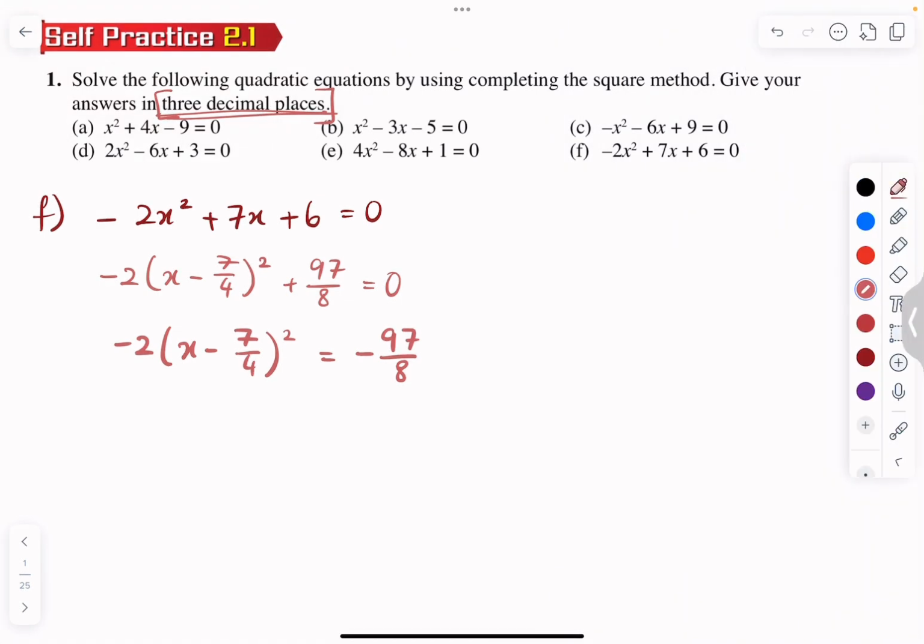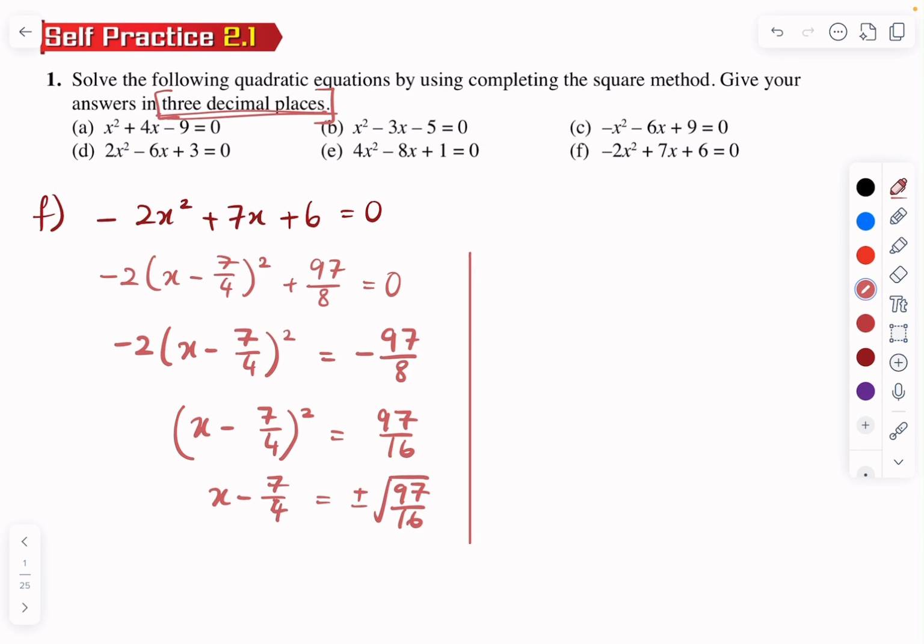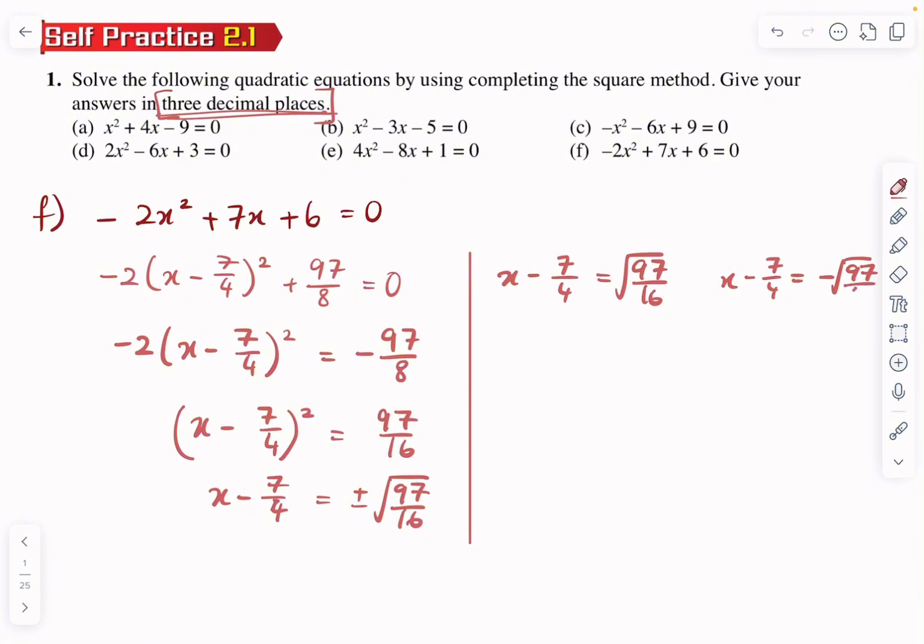So x minus 7 over 4 square is 97 over 16. So x minus 7 over 4 is plus minus the square root of 97 over 16. Okay, then x minus 7 over 4 is either square root of 97 over 16 or x minus 7 over 4 is negative square root 97 over 16, making x the subject.